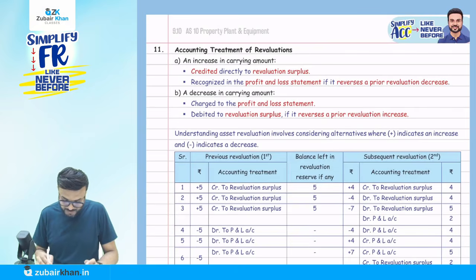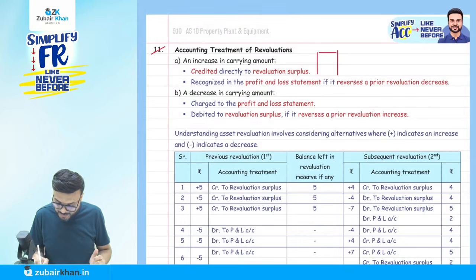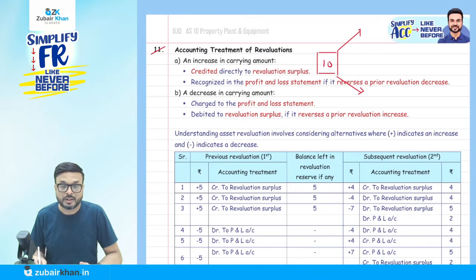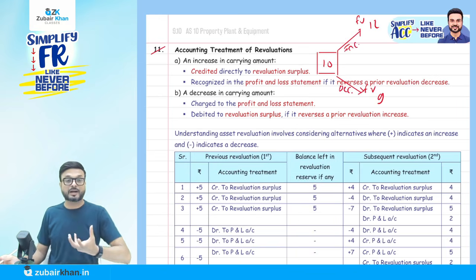What it says, listen carefully. They say that it might happen that, suppose this is my land and building, my book value is 10 crore, but the fair value might be 12 crore. The fair value may also go down, let's say to 9 crore. So this is upward, and this is downward, an increase and a decrease. How to do the accounting of that?